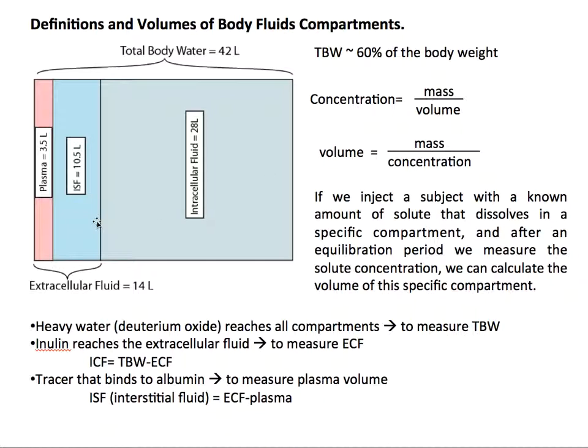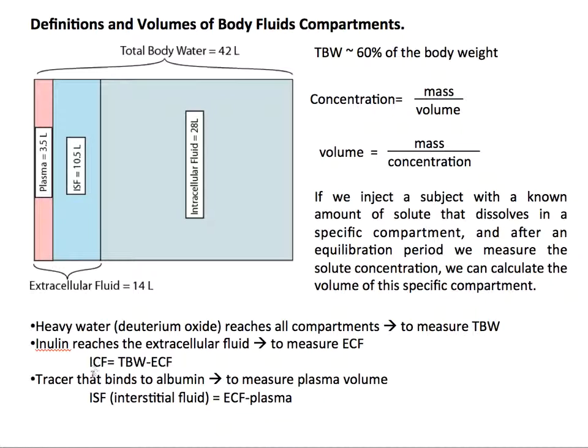So here are some examples. If you use heavy water, it's going to permeate all compartments. So you have total body water with heavy water. And if you have inulin, which is a kind of sugar, and this is going to come up again in the renal chapter as well, you can measure your ECF. So with this, we measured TBW, and with this one, we measure ECF. And if you subtract ECF from TBW, you get ICF, which is intracellular fluid.